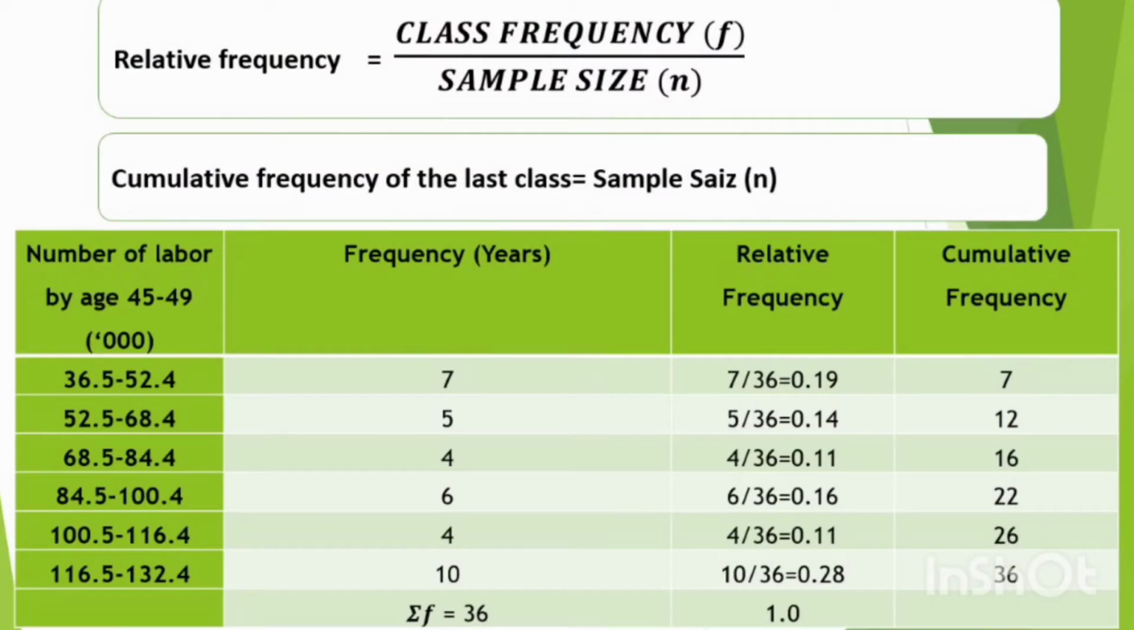Next, for the second and third tables, we need to identify the relative distribution and cumulative distribution. This is both the formula and table for relative and cumulative distribution. That's all from me. Next, we go to the graphical method, and AISHAH will present it.